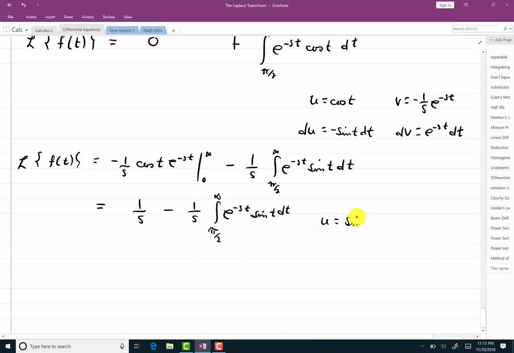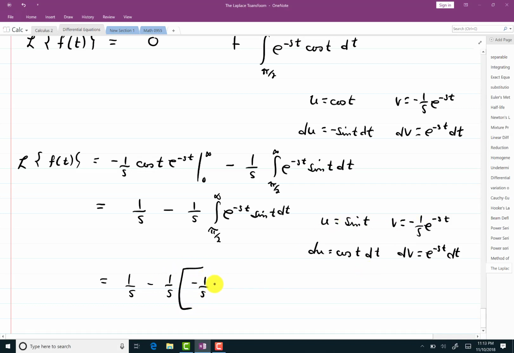This time u equals sine of t. du equals cosine of t dt. dv equals e to the negative st dt. And then v is negative 1 over s e to the negative st. And so my integral will be 1 over s. Then I'll have minus 1 over s times negative 1 over s e to the negative st sine of t from pi over 2 to infinity. And then I'll have plus 1 over s, the integral from pi over 2 to infinity, e to the negative st cosine of t dt.